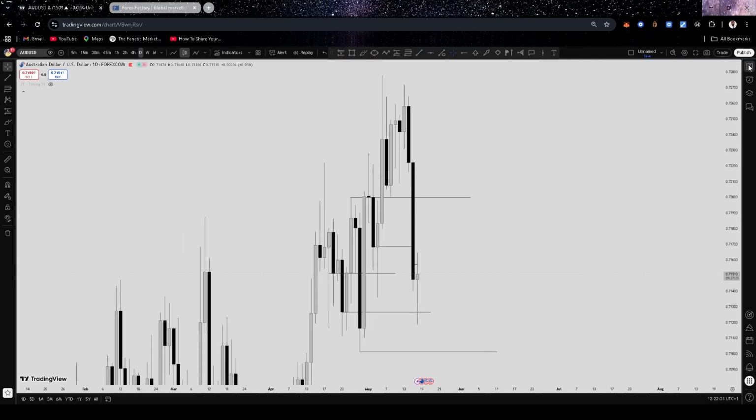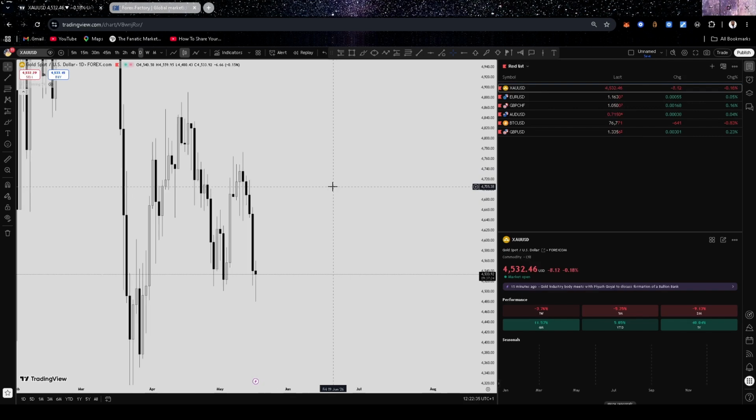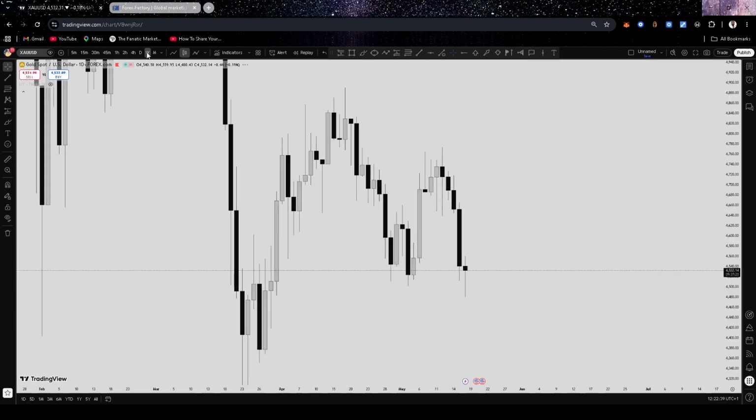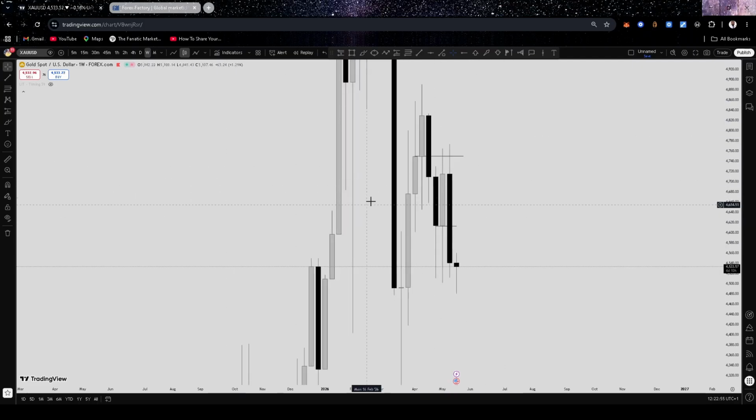Now let's check gold. Let's see what gold has for us. If we go to the weekly time frame, you can see we rejected from this key level right here. You can see the weekly rejection, and also the weekly closed, meaning we had a break of structure on the weekly. Even after price was rejecting, we had a break of structure on the weekly.